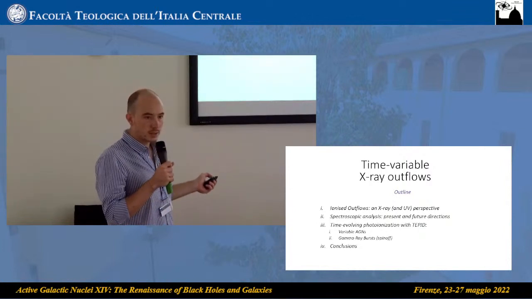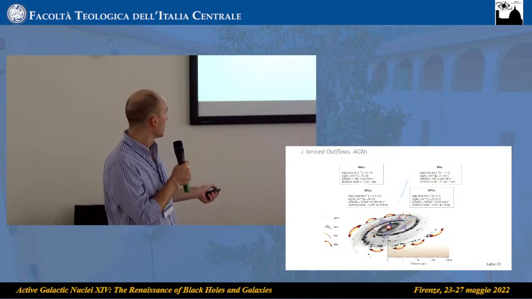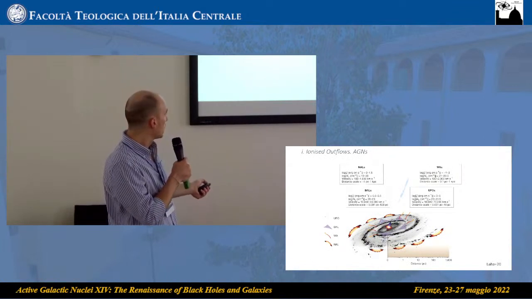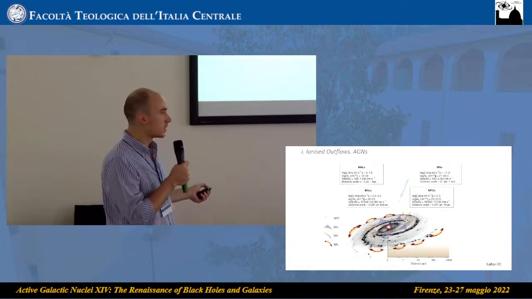So to start, here there is a brief schematic and partial picture of how we believe outflows are disposed in the innermost accretion disk. At the center you have the black hole, and at increasing distance you have ultra-fast outflows in the X-ray, broad absorption lines in the UV, warm absorbers and narrow absorption lines at the highest distances.